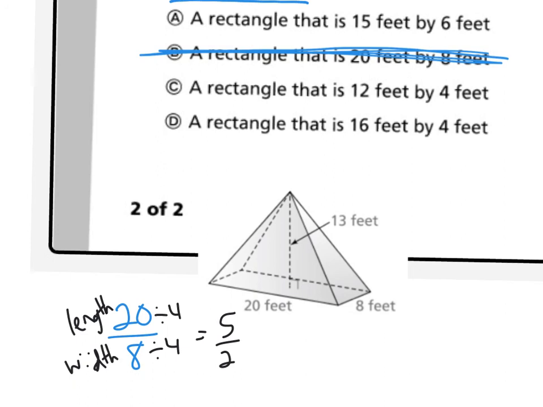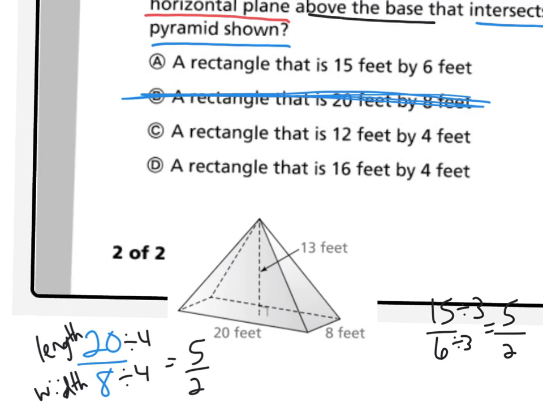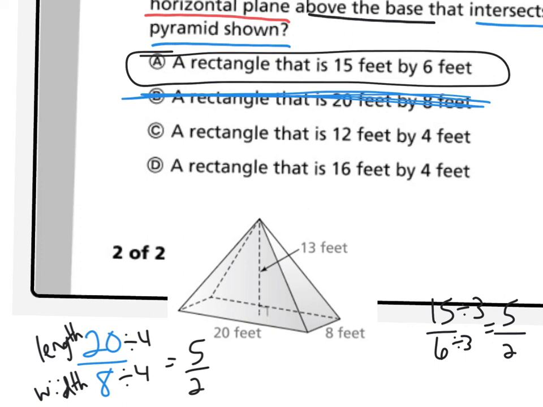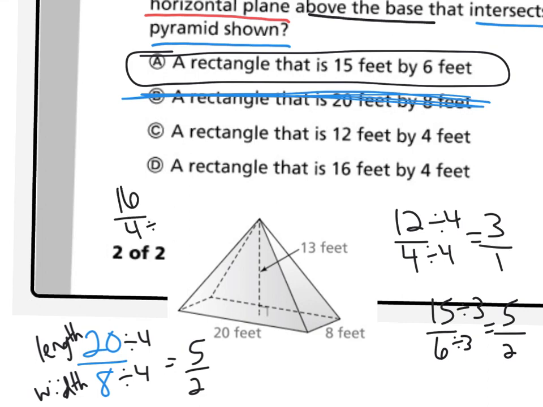If we look at these options, the first option we have is 15 by 6. We can reduce both of these by 3, and that would be 5 over 2. So that appears to be our answer. It would probably be good just to check the others to make sure. 12 and 4 reduces to 3 to 1. 16 by 4 reduces to 4 to 1. So those are not the case.